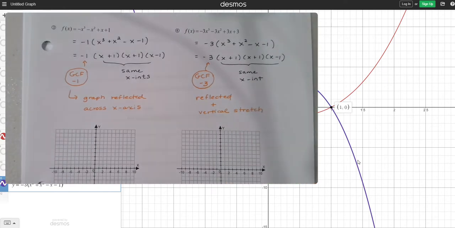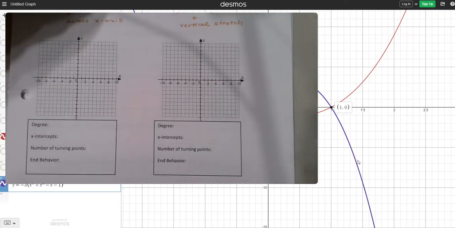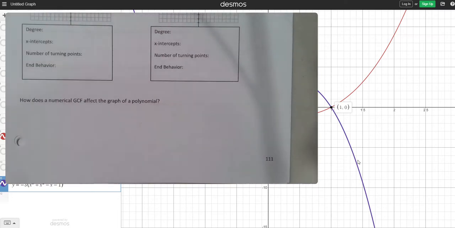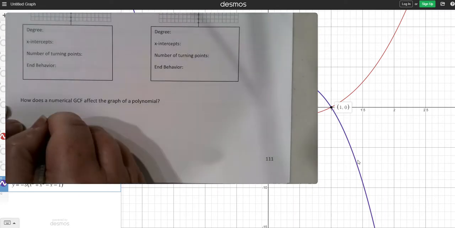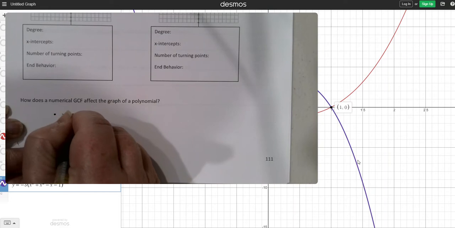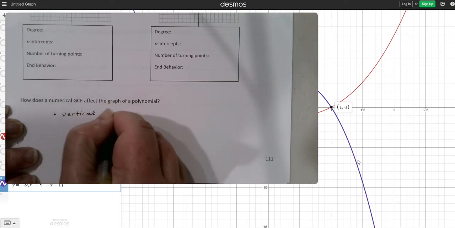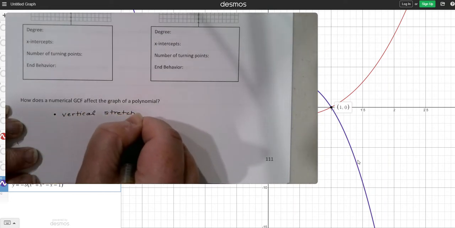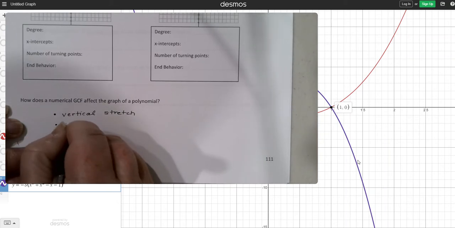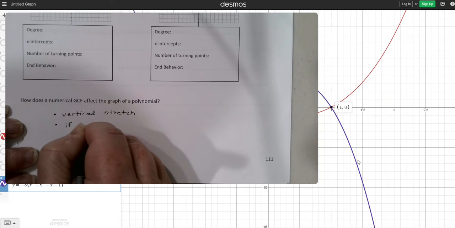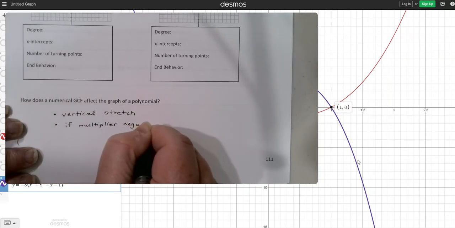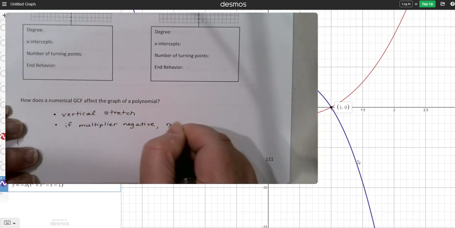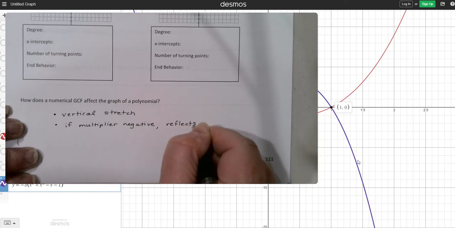All right, so at the bottom of page 111 here, just to kind of summarize our conclusions, what does a numerical GCF do to the graph of a polynomial? It provides a vertical stretch, and if the multiplier is negative, the graph reflects across the x-axis.